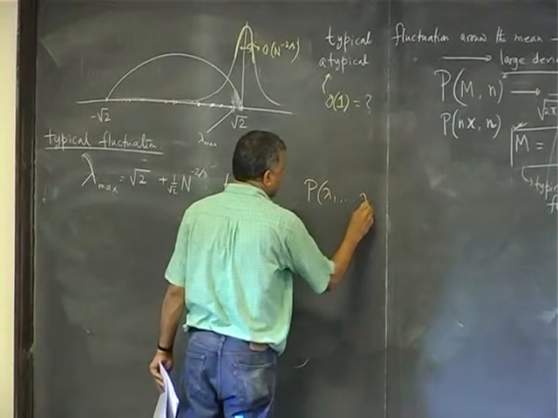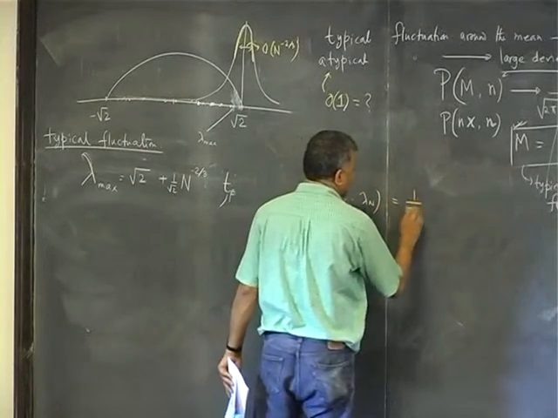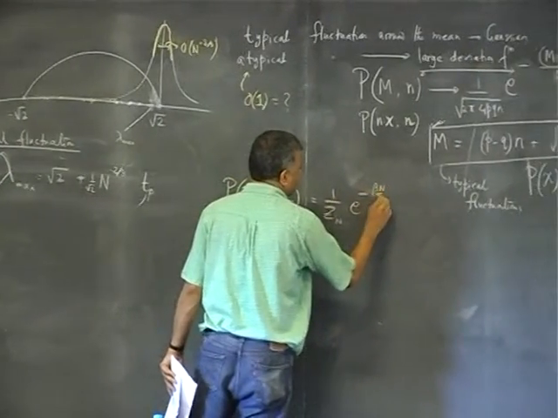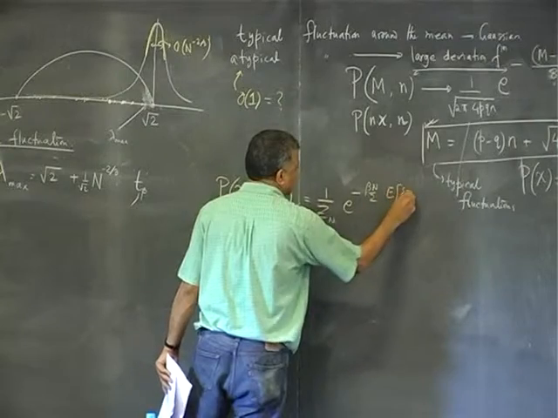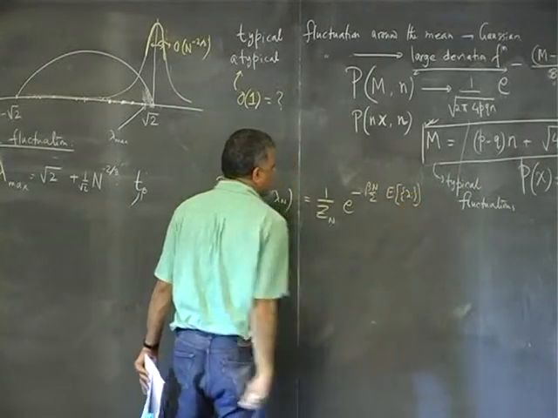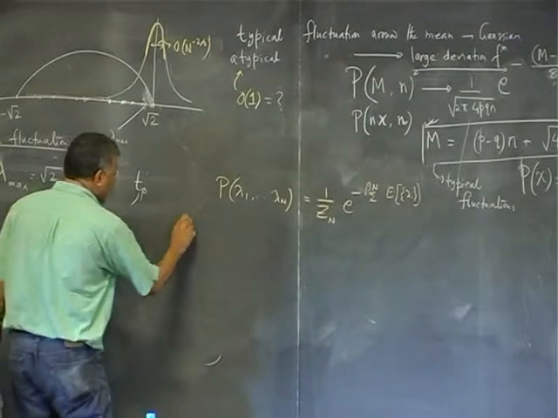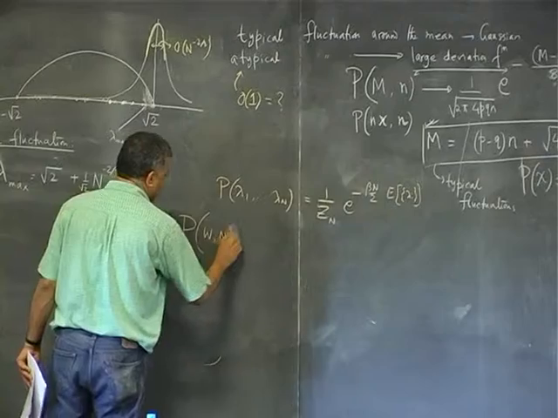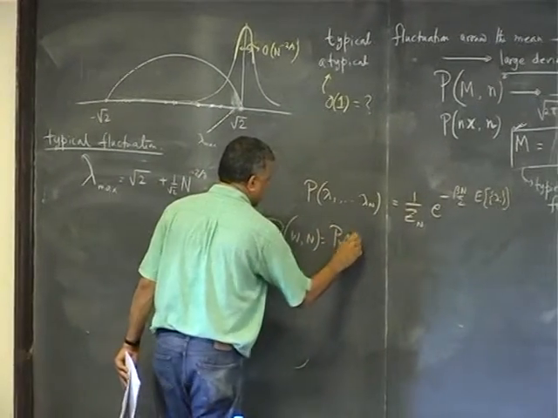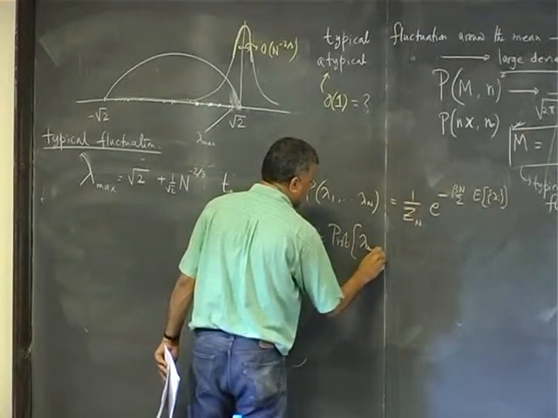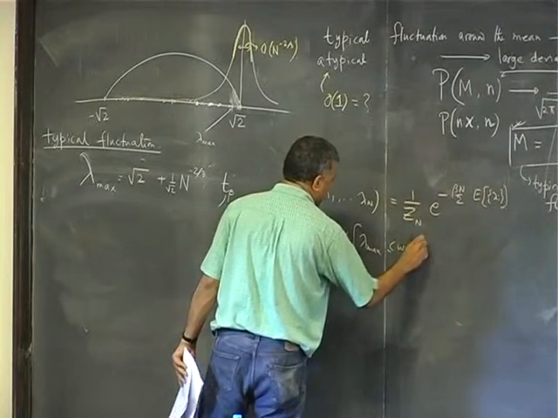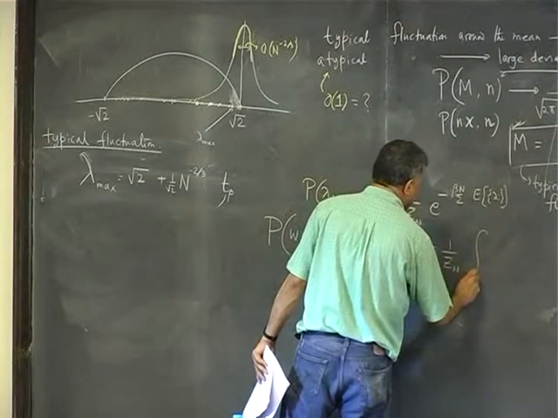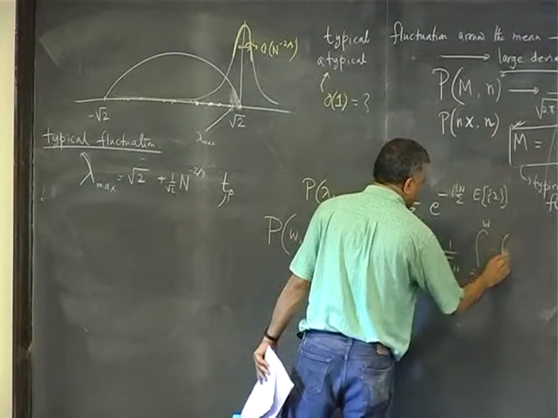The joint distribution of eigenvalues is, again the same thing, 1 over Zn e to the power minus beta n over 2 times this E of lambda i. You remember this. So I want to calculate this cumulative distribution capital P Wn, which is the probability that lambda max is less than or equal to Wn. So what is this object? By definition, this is 1 over Zn times these integrals all going from minus infinity to W.